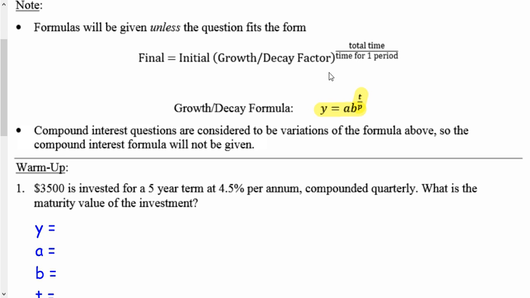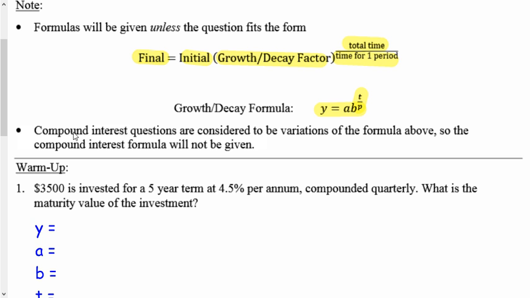And then up above is what I have kind of rewritten as a summary. The y value is going to be the final amount. The a is an initial amount. The b is a growth or decay factor, depending on whether things are getting bigger or smaller. And then the exponent, we have the t, which is the total time, and then the p, which is the time for one period of growth or decay to happen.